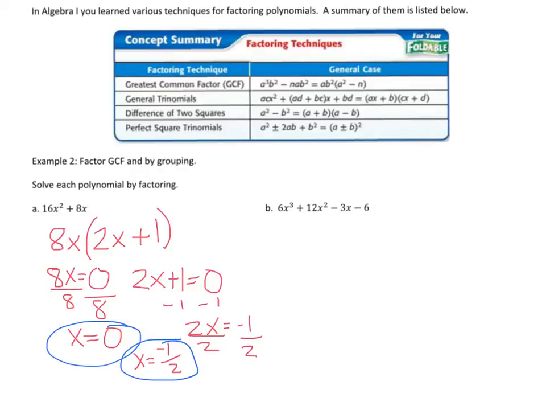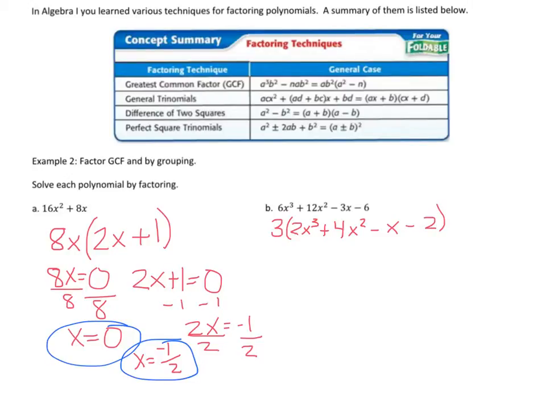So then if we take a look at the next one, again, we're going to see if we have a GCF here. And in this case, we do. We have a 3 that we can take out of everything. So if I go ahead and take that 3 out, I'm going to be left with 2x cubed plus 4x squared minus x minus 2.